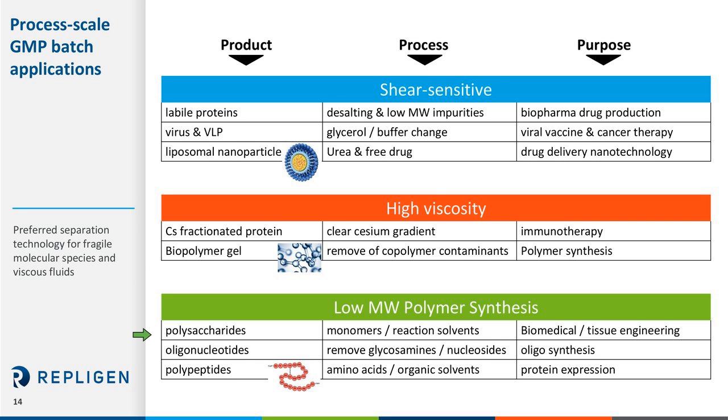And then the third area where dynamic dialysis is particularly useful is when you need to do low molecular weight polymer purifications, especially in synthesis, when you're trying to produce a polysaccharide, an oligonucleotide, or a polypeptide. The things you might want to remove would be a monomer, amino acids, nucleotides, or you may want to remove organic solvents or reaction solvents, or put it in a finished filled product. This would be done specifically for oligonucleotide synthesis, protein expression, or even in tissue engineering.